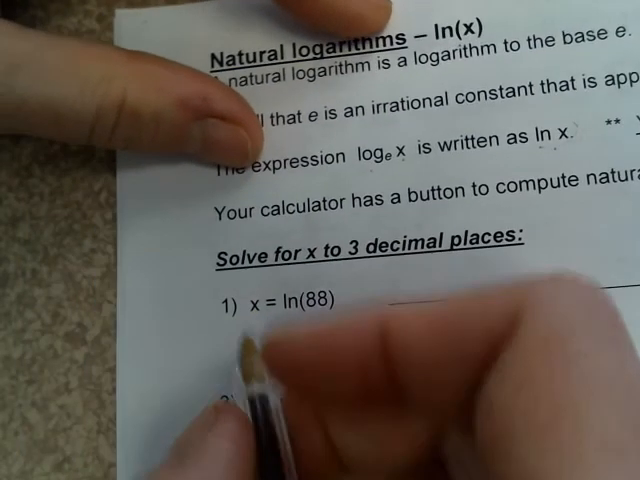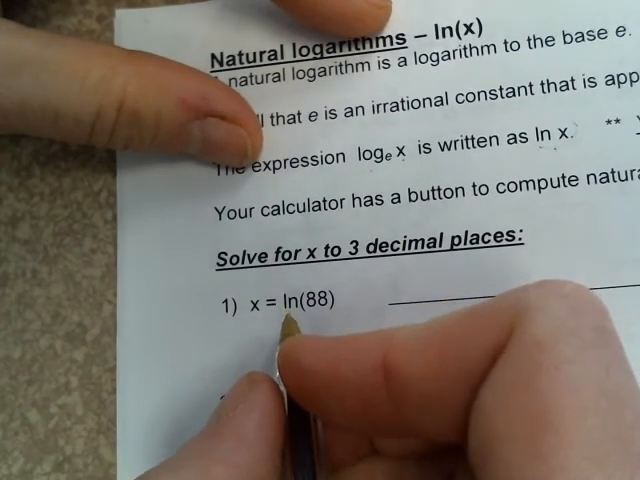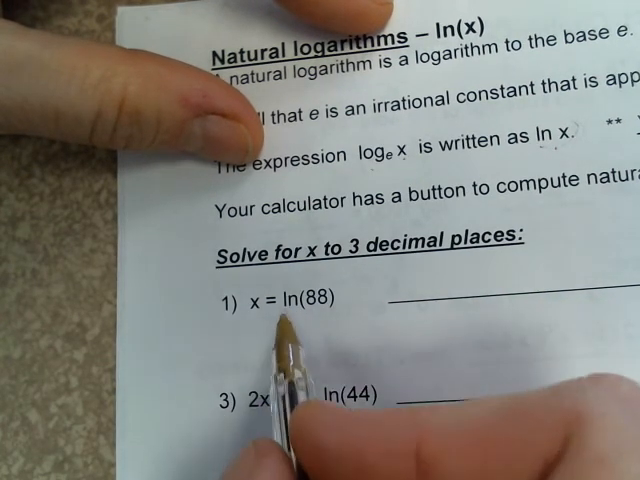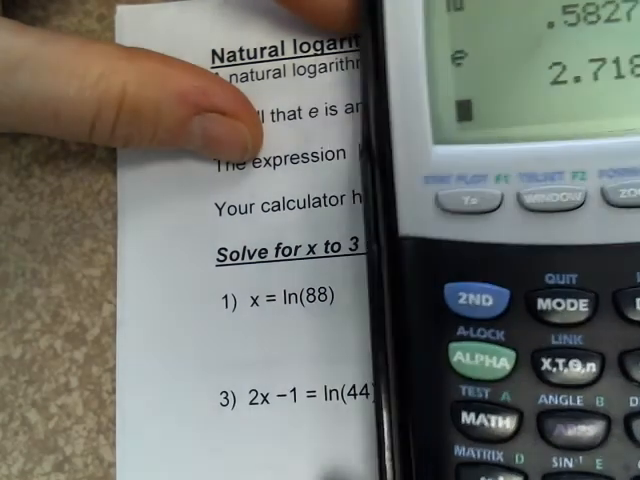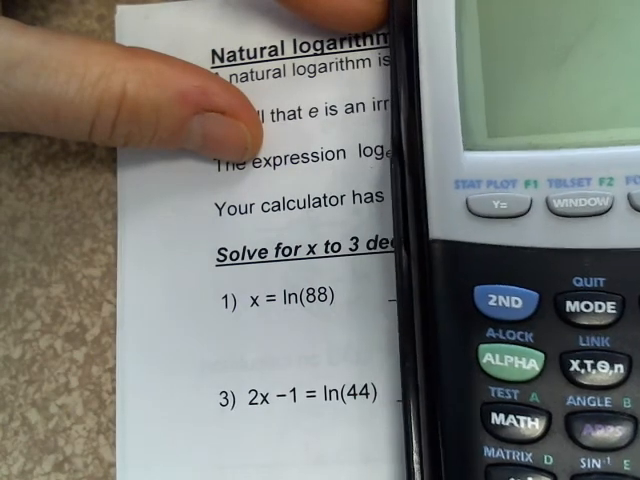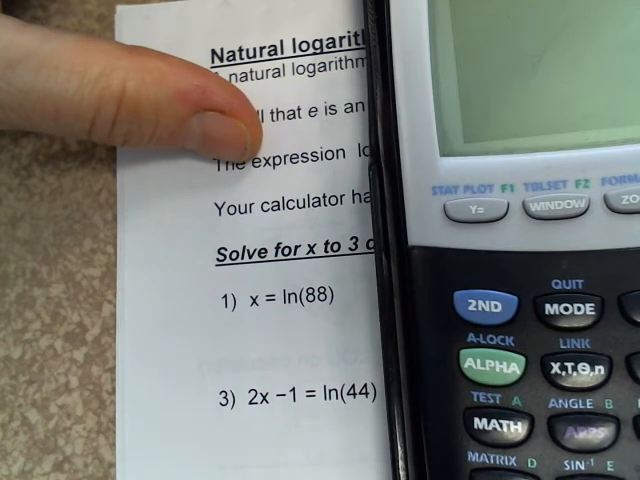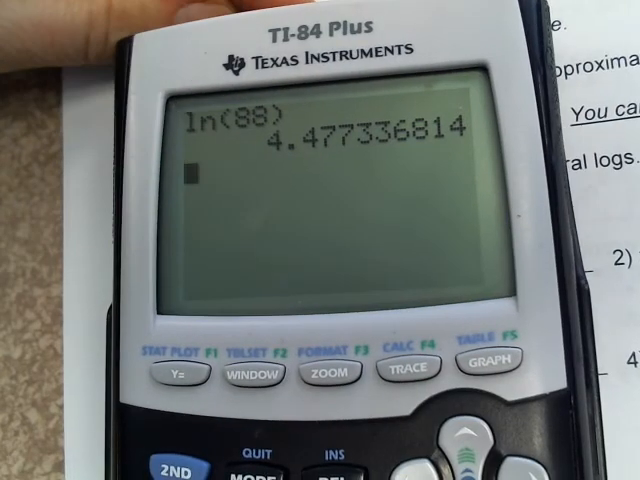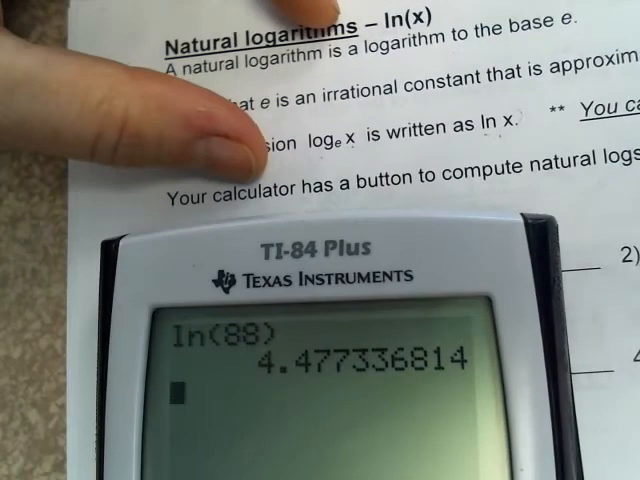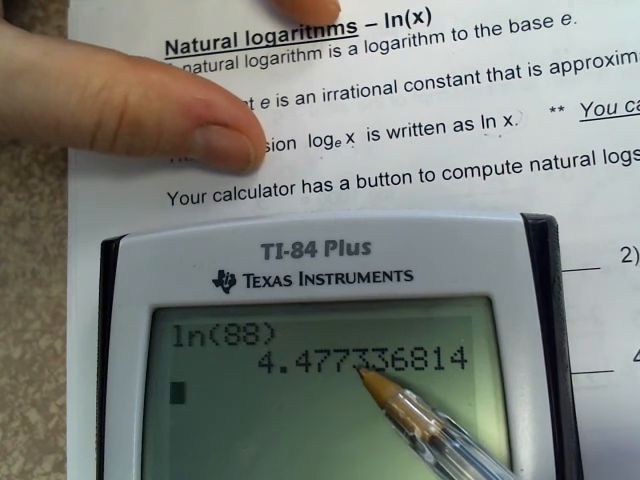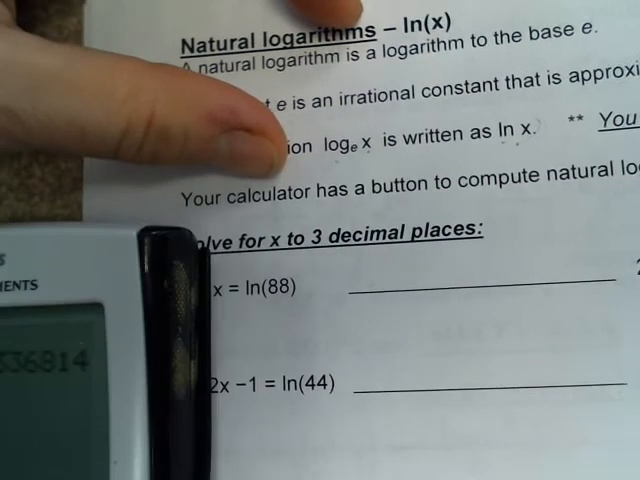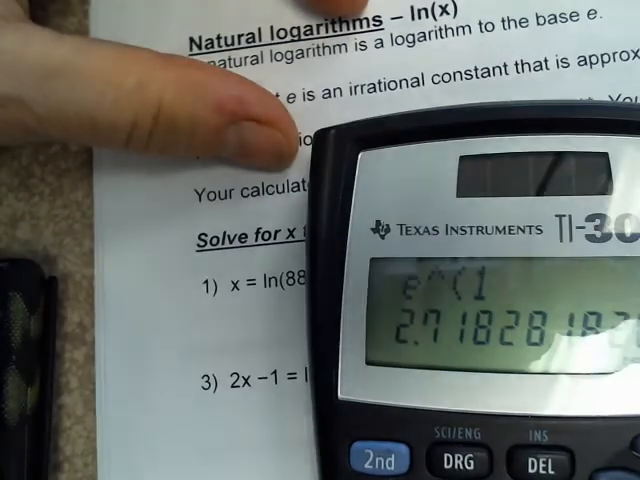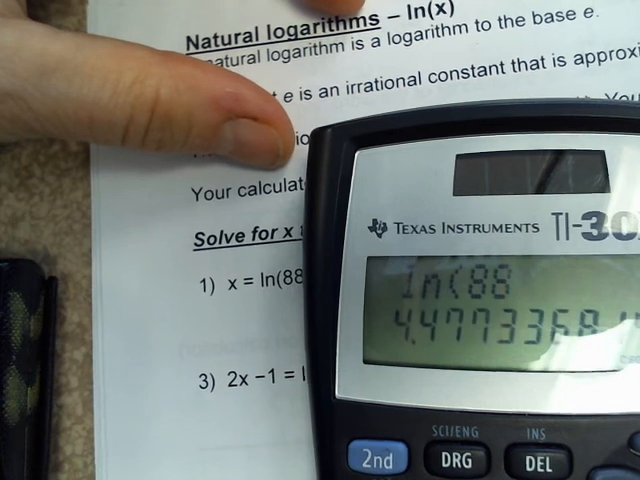For example, on number 1, it says solve to 3 decimal places. Well, actually, what this becomes is just a button on the graphing calculator, the ln button here. So x equals the ln of 88, and it's just a calculator question. The ln of 88 is that long number, and it says solve for 3 decimal places. So you look at the 4th, 3 keeps the 7 a 7, so to 3 decimal places that would be 4.477. And it's the same thing on these calculators, just hit the ln of 88.